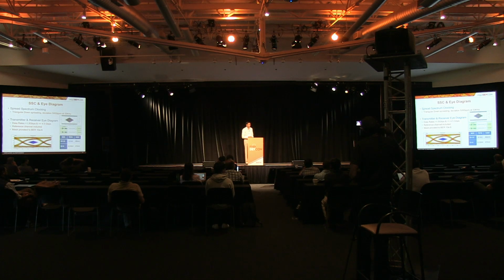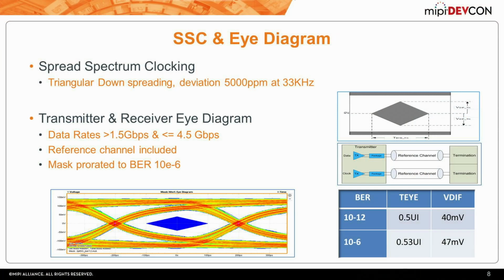Continuing on with further features in version 2.0, to mitigate the peak emissions in the system, SSC, spread spectrum clocking, is introduced. The SSC parameters are identical to the USB spec here, which is a triangular down-spreading profile of 5000 ppm at 33 kilohertz. For the jitter and timing budget we saw previously, to supplement that, they have also defined an eye diagram.